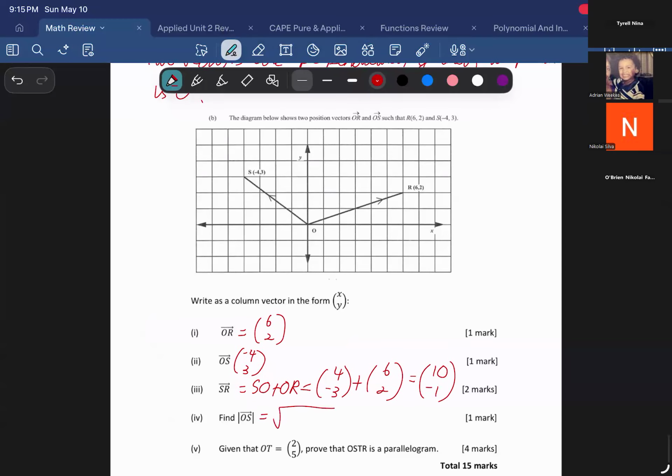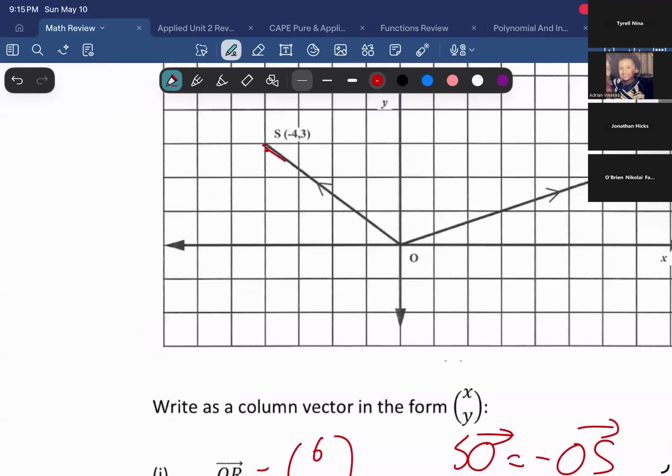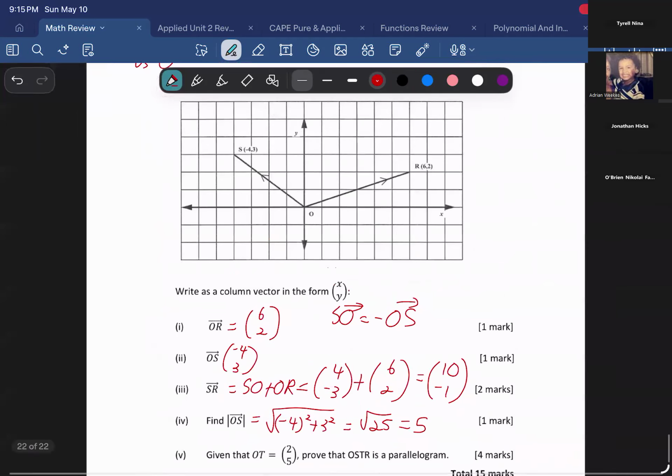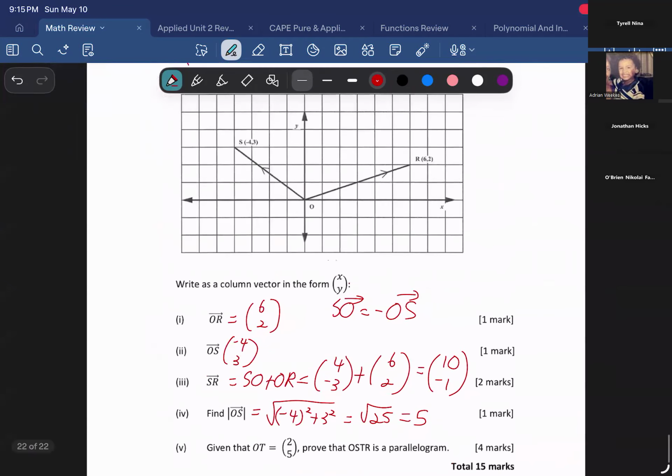Magnitude of OS: 4 squared plus 3 squared is root 25. It's not (minus 4, 3) for SO, because it's SO. So SO is equal to minus OS. Yeah? Because we're going in the opposite direction, we change the sign. That's right. Cool. So they told us now that OT is (2, 5).